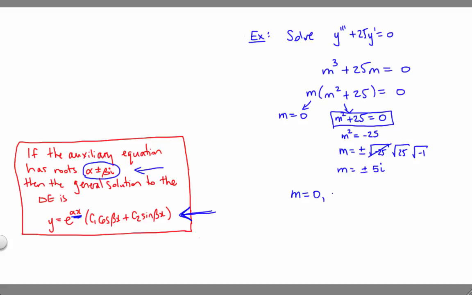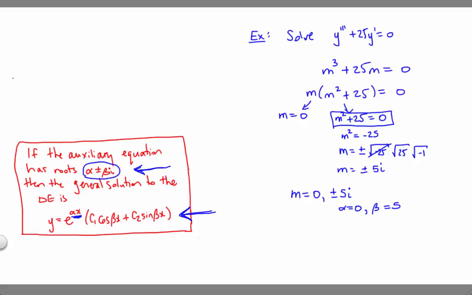m equals 0 or m equals plus or minus 5i. So we use the symbols alpha and beta just to refer to the real and the imaginary parts of the complex number. So alpha is equal to 0 here, because you could write these roots as 0 plus or minus 5i. So when we write it that way, we can see explicitly that alpha is equal to 0. And let's identify beta as well. Beta is the coefficient of the i. So beta is 5.